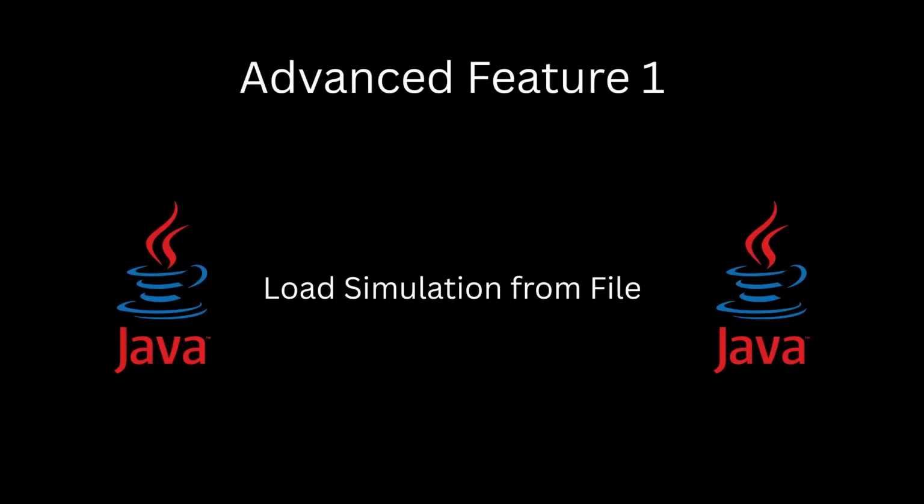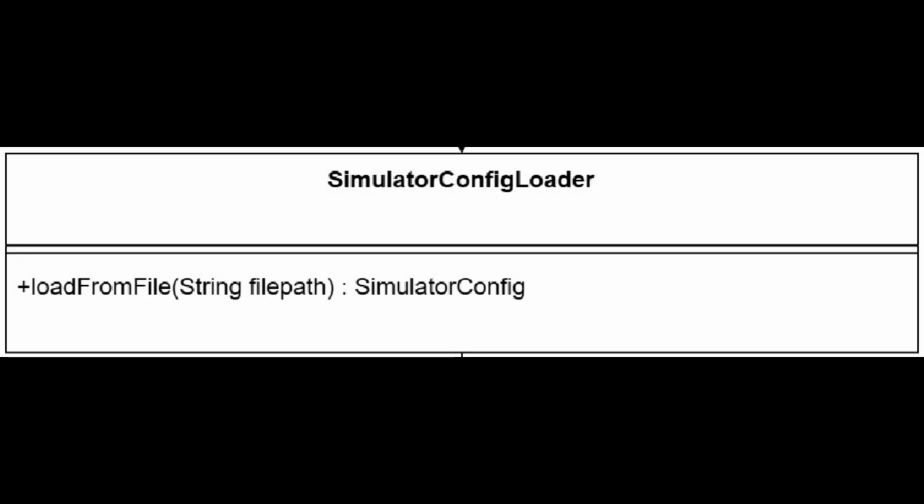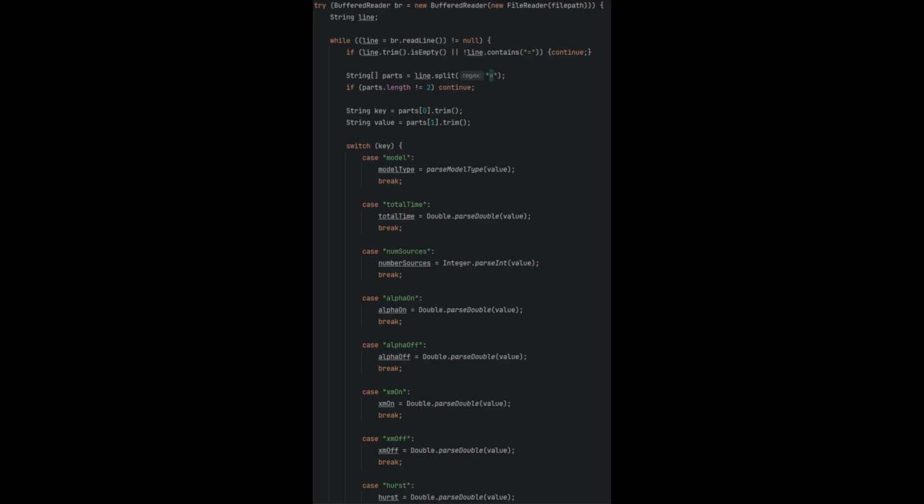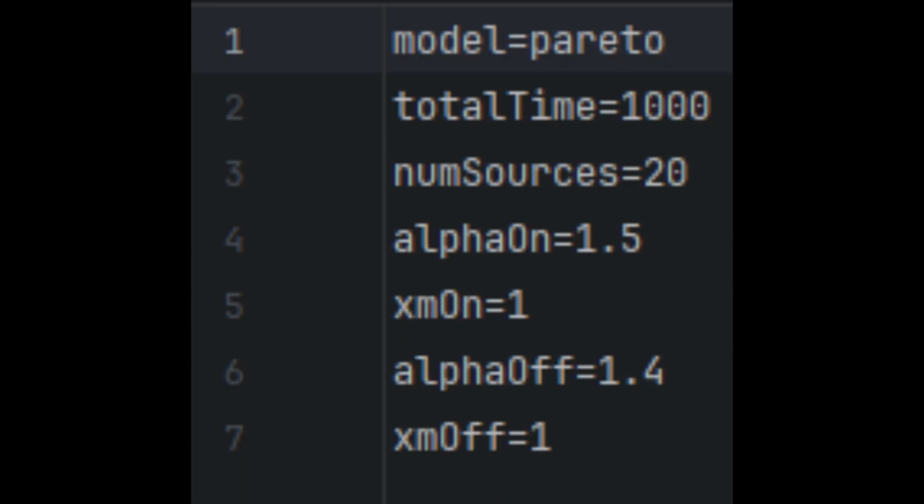Let's now move on to the first advanced feature, which is loading parameters from a file. The simulator config loader and the load from file method are used to take in a file path string and parse a file of the following format. The file parameters are then ingested into the system.